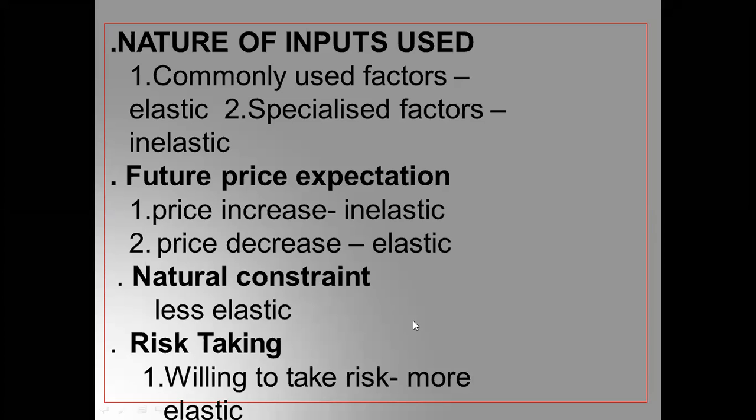Risk taking, children. The elasticity of supply also depends on the willingness of the entrepreneurs to take risk. For example, if entrepreneurs are willing to take the risk of higher output, then the supply will be more elastic. On the other hand, if the entrepreneurs don't want to take risk in the business, then the supply is going to be inelastic. So these are the factors which affect the elasticity of supply.